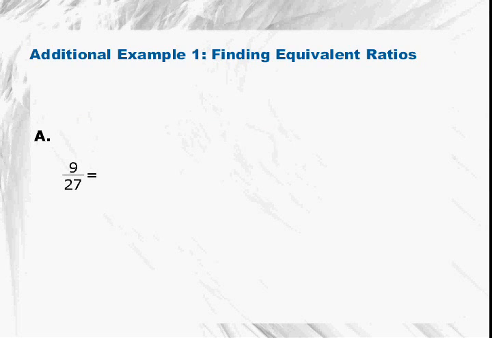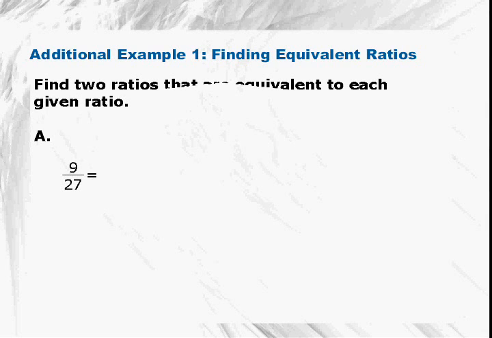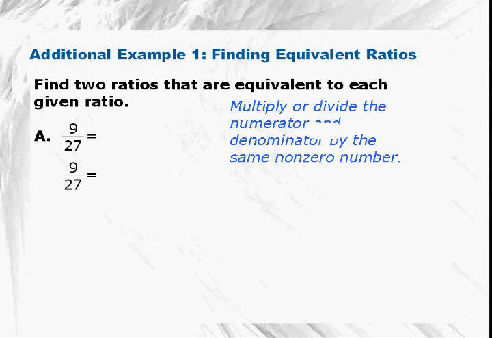So here are your examples. If you needed to find an equivalent ratio, on A we start with 9 to 27. There are 2 ways that you can find an equivalent ratio. You can multiply or divide. When you do this, you have to do it to the numerator and denominator, and you multiply or divide by the same non-zero number, meaning 1, 2, 3, 4, 5, and so on, just can't be 0.